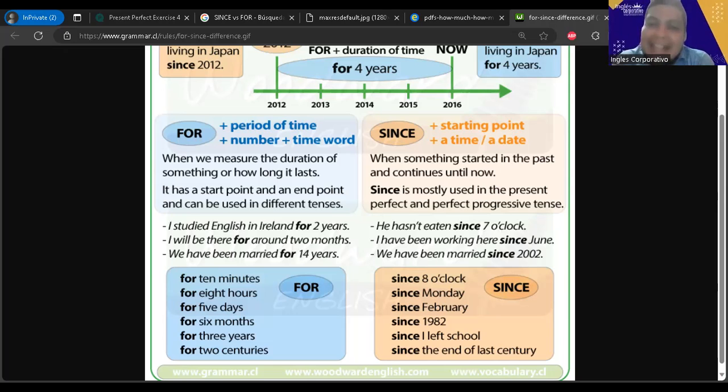Since May, exactly. All right, so cuando usamos since, no usamos una time expression. Simplemente hablamos de la fecha de inicio o del momento de inicio, right? That's it. Cuando usamos for, usamos un periodo de tiempo. 10 minutes, 5 minutes, 1 week, 2 days, etc., right? So it's just like that one.